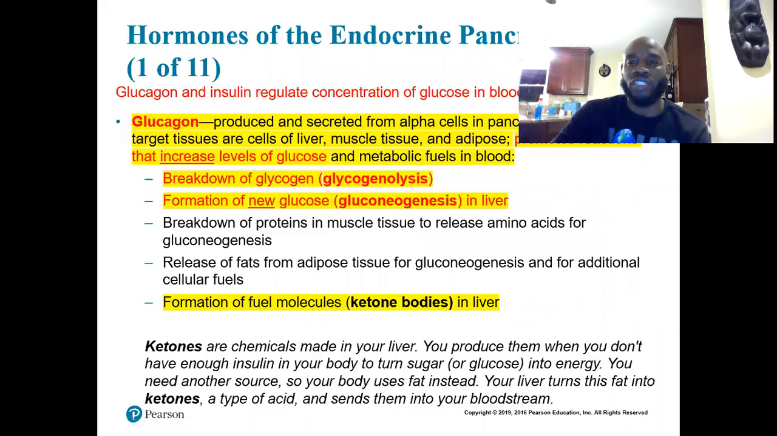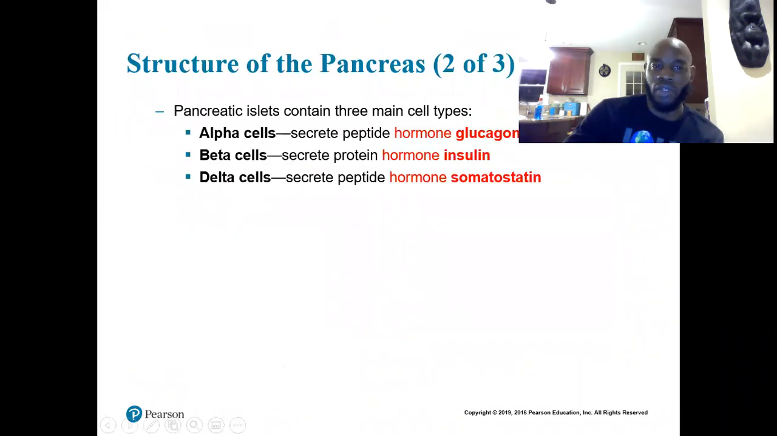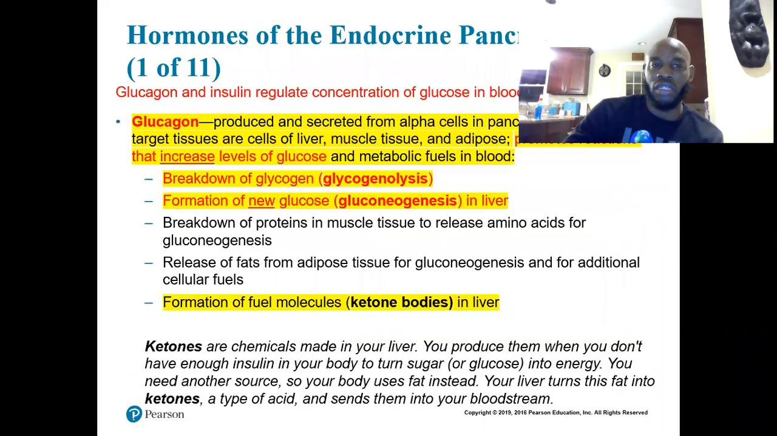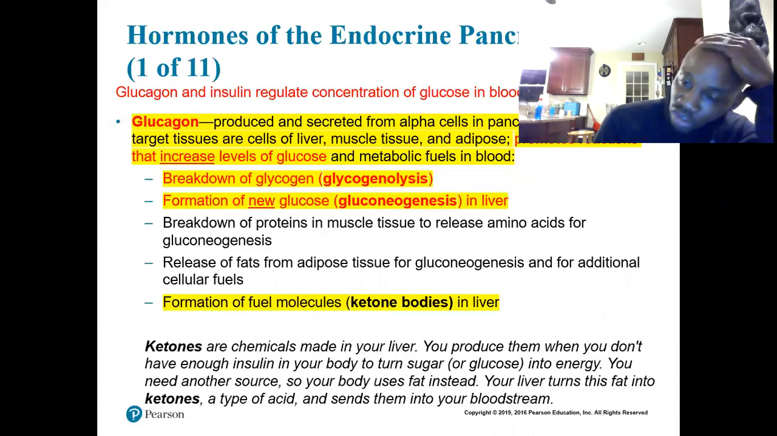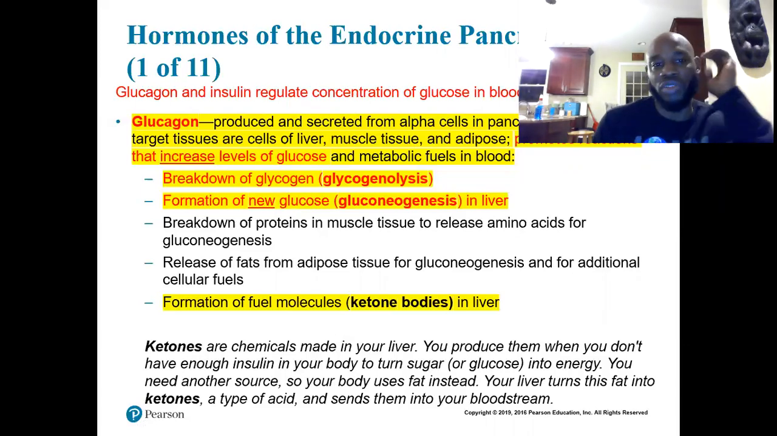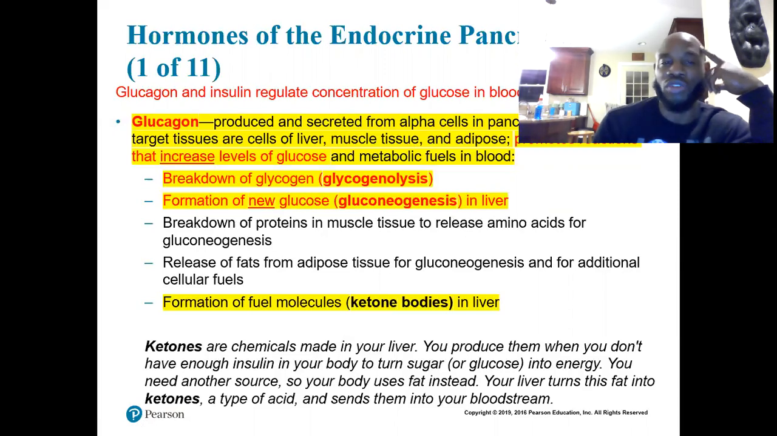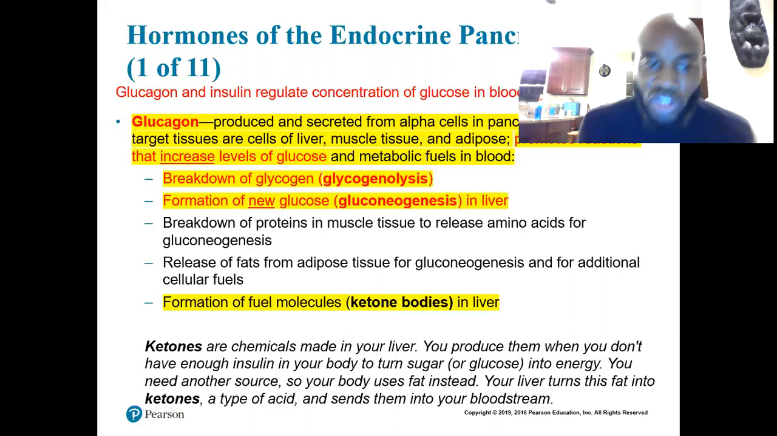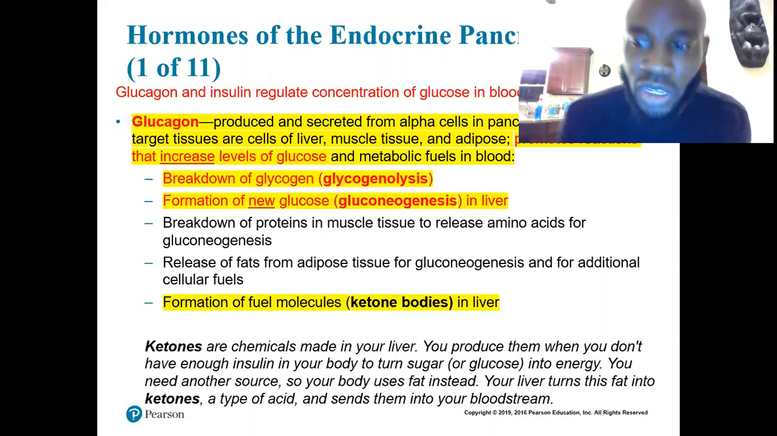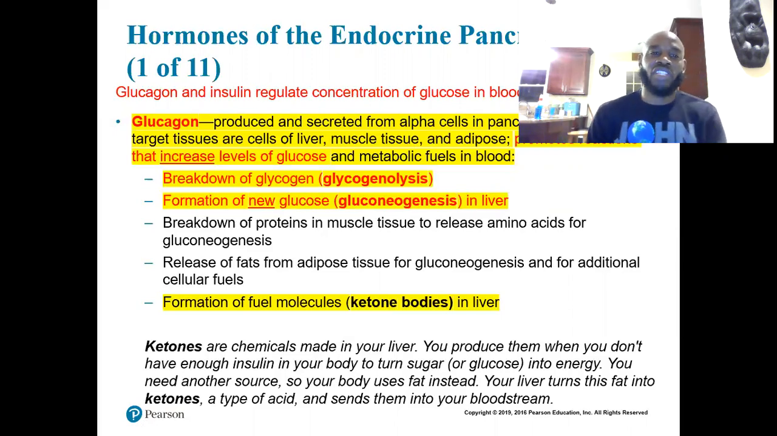Glucagon, remember, the alpha cells secrete the glucagon. Glucagon and insulin help regulate the glucose in our bloodstream, so it plays an important role. Glucagon is secreted from the alpha cells. All right, it promotes reactions that increase levels of your glucose. So glucagon increases levels of your glucose.